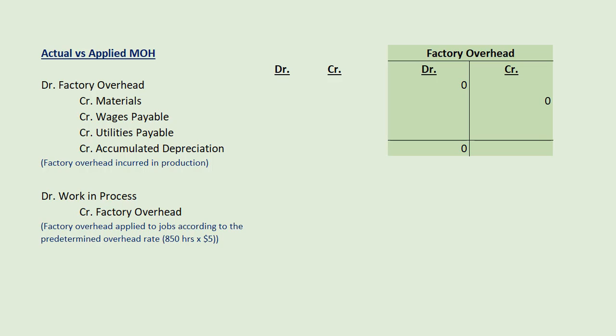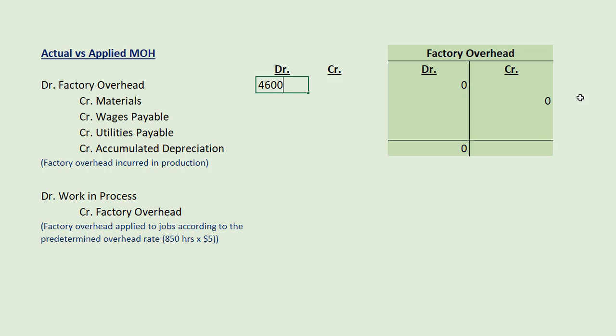Actual manufacturing overhead is tracked and recorded. How is that done? To illustrate the recording of factory overhead, let's take a company that manufactures sofas, for example. Assume it incurs $4,600 of overhead in December. So we record a debit of $4,600.